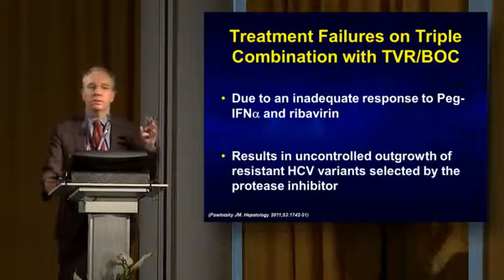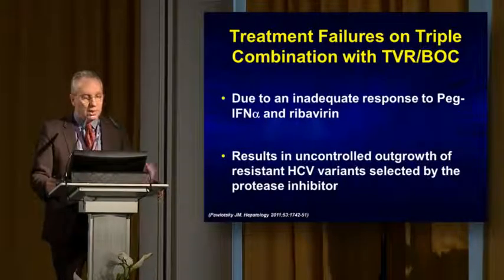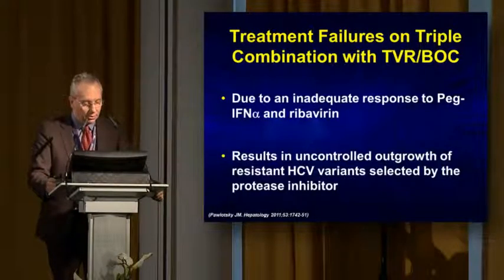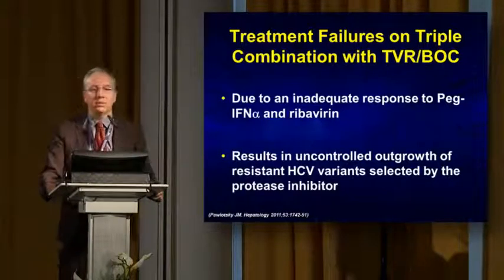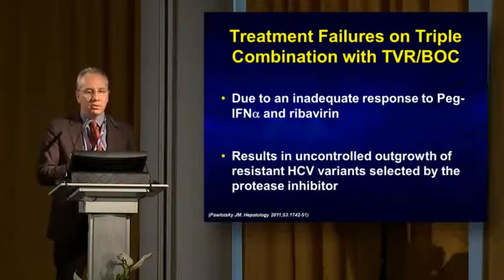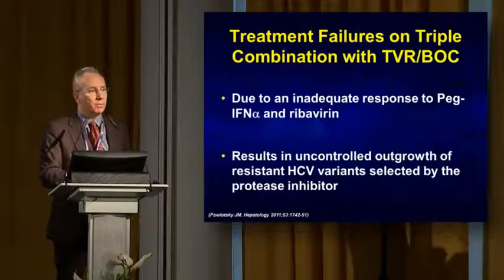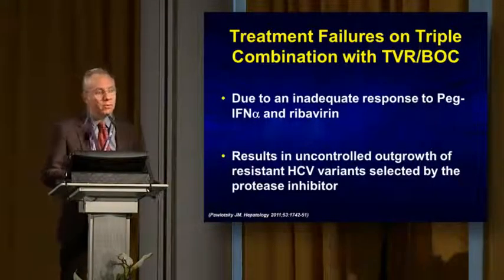And I think if you think about treatment failure in the context of triple therapy with interferon, ribavirin, and telaprevir or boceprevir, you really have to remember this slide, which is the most important one, which tells you that treatment failure, the patient who is not able to achieve a sustained virological response, is due to an inadequate response to peginterferon and ribavirin that results in the uncontrolled outgrowth of resistant HIV variants that are selected by the protease inhibitor. In other words, the reason for treatment failure is not resistance. Resistance happens anyway. If you give a protease inhibitor, I've shown you it's a low barrier, it will select the resistant virus. But the patients who will fail at the end are the patients in whom interferon and ribavirin is not able to take care of this resistant virus. And these are the patients who have a very weak response to interferon.